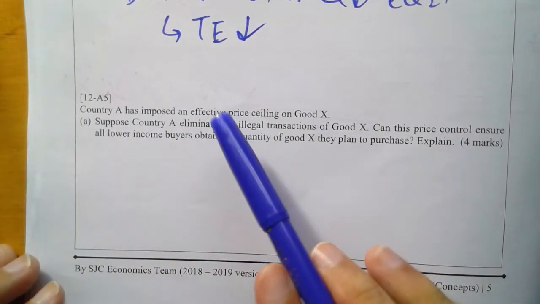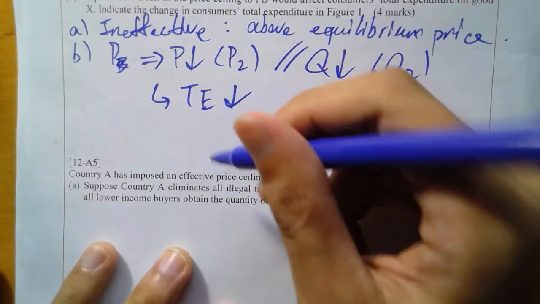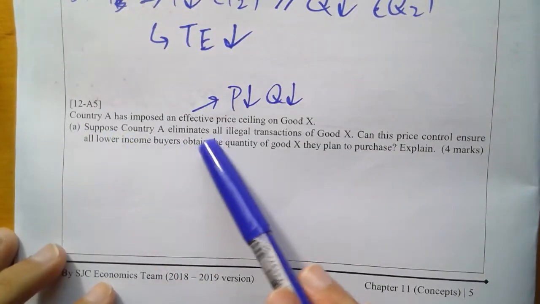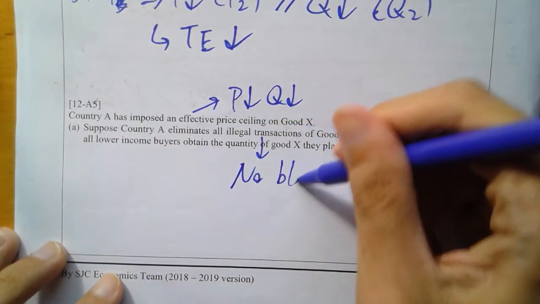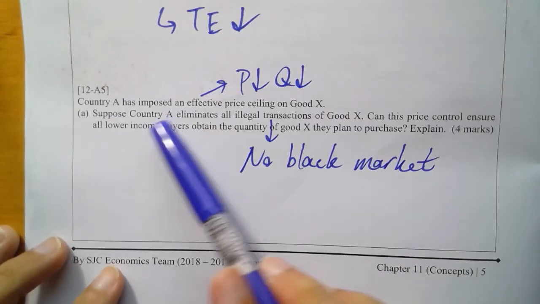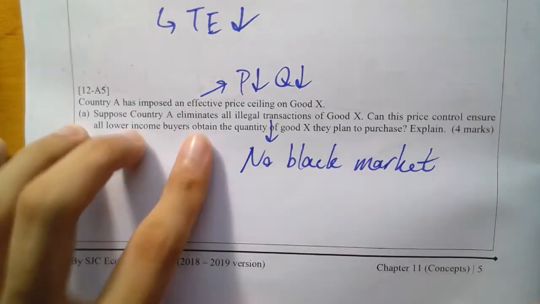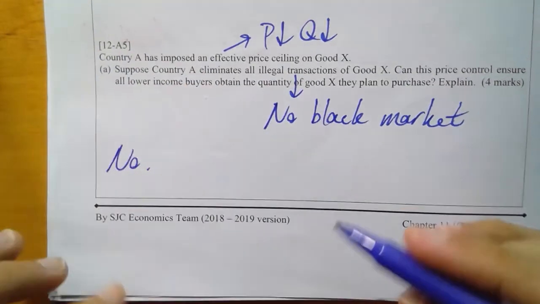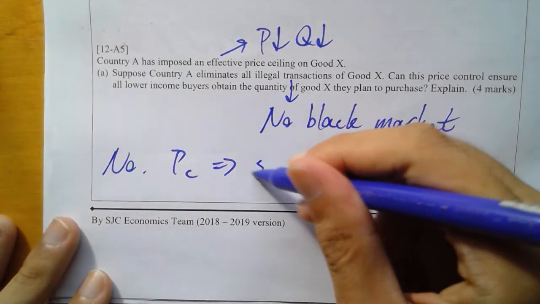Okay, now country A has imposed an effective price ceiling. Remember, effective price ceiling means P decreases, Q decreases. Now suppose it eliminates all illegal transactions, therefore no black market. Okay, no black market. Now, can this ensure all lower income buyers can obtain what they plan to purchase? Explain. Now, as you already know, the answer is no, because with an effective price ceiling, there would be, as you remember, shortage.